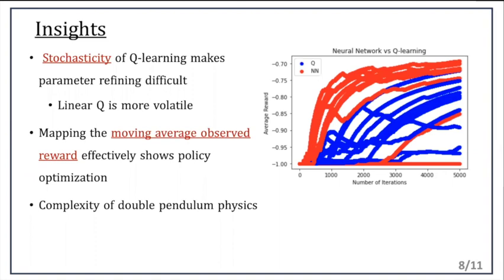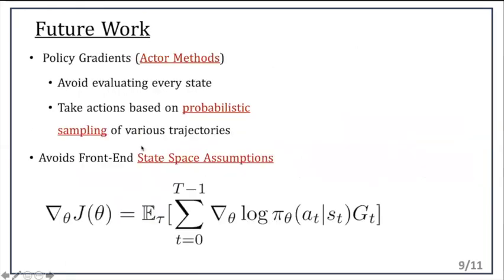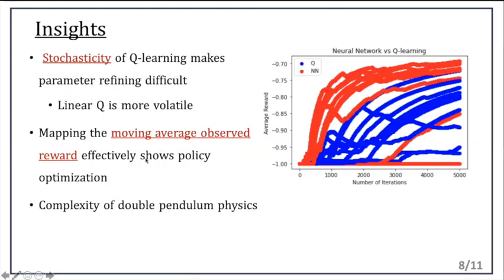The neural network did a much better job of converging to those values despite what the parameters were, but the linear Q, depending on those parameters, would never converge at a good average reward value. Mapping the average reward is also a very effective way, as you can see here, to see which policy is actually doing a better job. You can see how many observed states it takes to start converging at a better average reward value. And with that average reward, we can actually compare which one is more consistently hitting the reward surface.